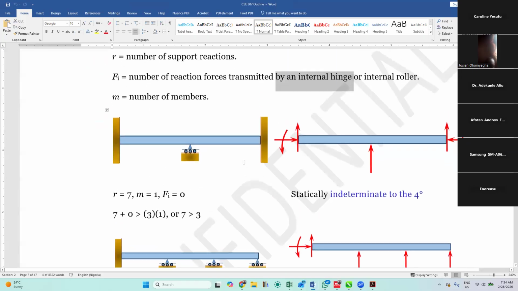Now, let's take an example. Just like the first one we did, a single member. In alternative B, how many members are we going to call this one?